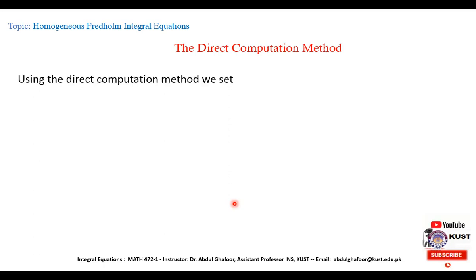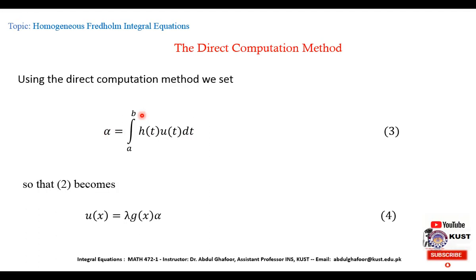Using the direct computation method, we set alpha equal to the integral from a to b of h(t) u(t) dt. Now, this alpha is the constant, or the value of this integral. So, using this equation 3 in equation 2, we get u(x) equal to lambda g(x) alpha. Remember, this u(x) is equal to lambda g(x) alpha. This is our solution. But remember, there is a parameter lambda and a constant alpha.